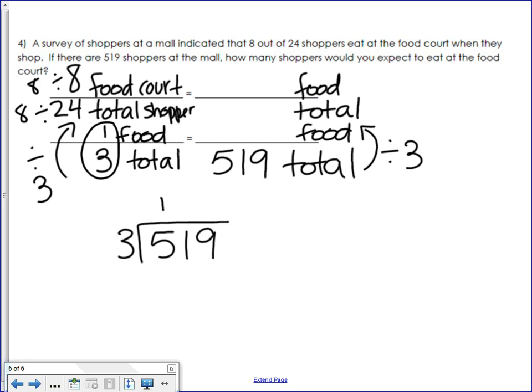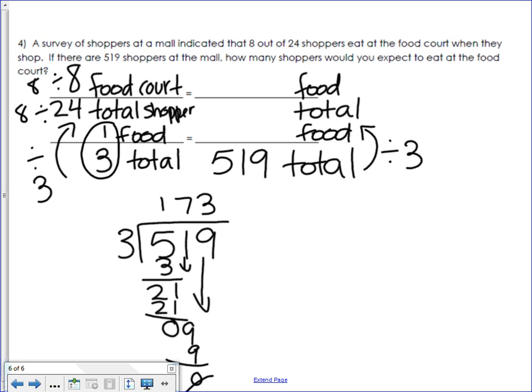Three goes into 5 once. With 2 remainder, bring down your 1. 3 goes into 21 7 times. That's 21. With 0 remainder, bring down your 9. 3 goes into 9 3 times. That's 9. We have nothing left over, so we're done. So 519 divided by 3 is 173. So if there are 519 shoppers at the mall, we can expect that 173 of them would eat at the food court.